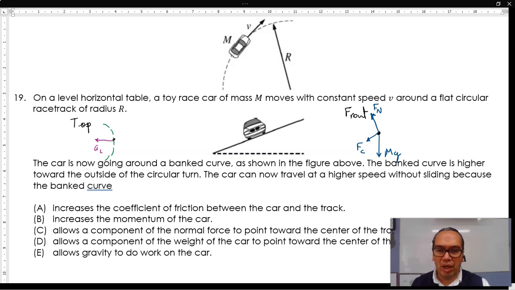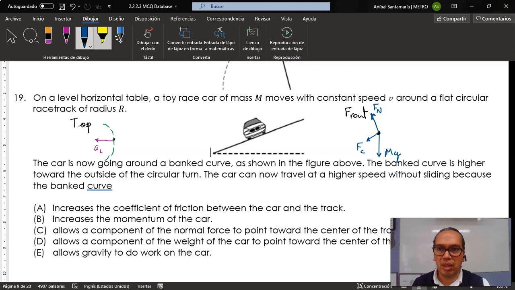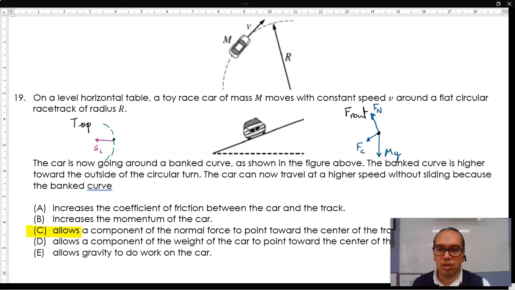It doesn't allow a component of the weight to point toward the center of the track. Remember that the center of the circular path is still in a horizontal direction and the weight is vertical. And finally, there is no gravity doing work on the car, because the gravitational force is downward and the motion of the car is forward. So our best answer is option C.